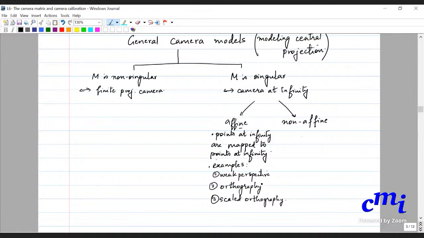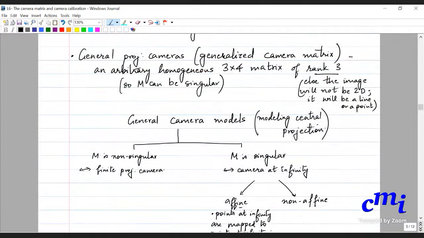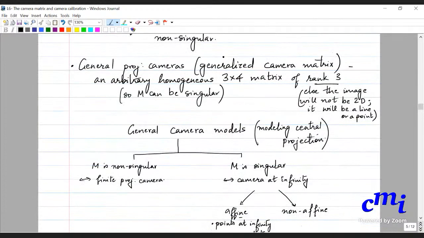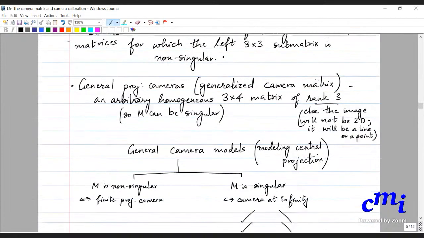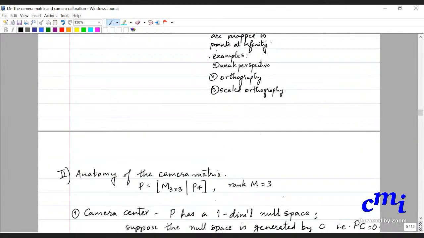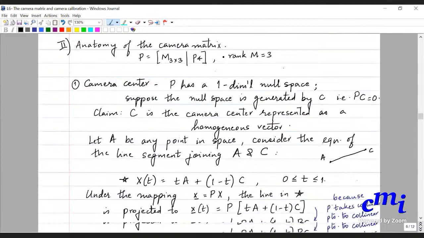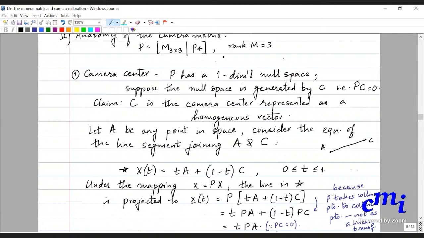The non-affine cameras are a part that I'm not going into at all. But you should be aware that you could start with any 3x4 matrix and call it the camera matrix of a certain general camera. All right, are there any questions? If you don't say anything, I'll assume there are no questions and move on.